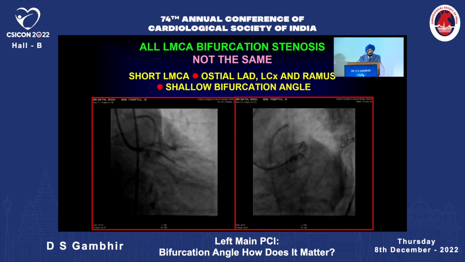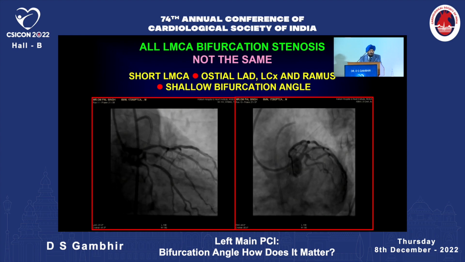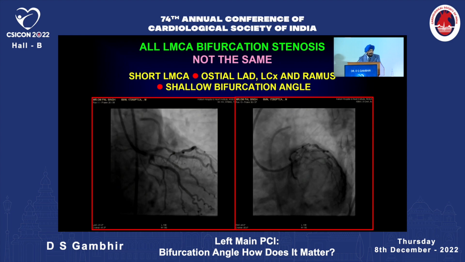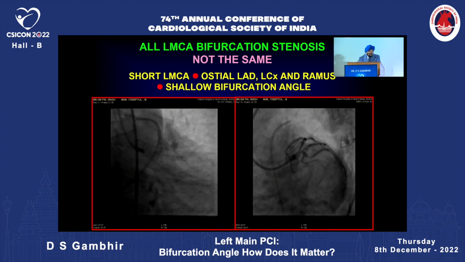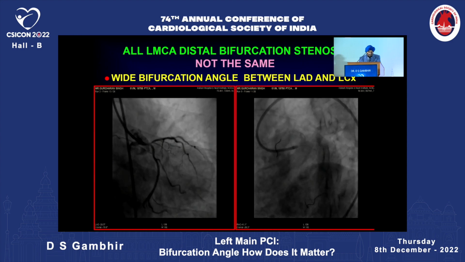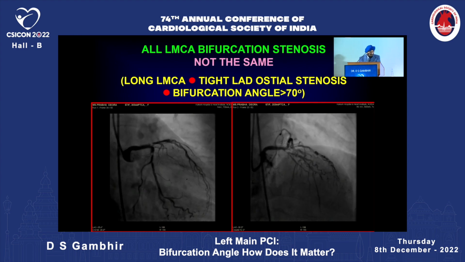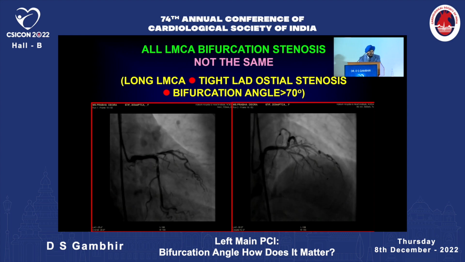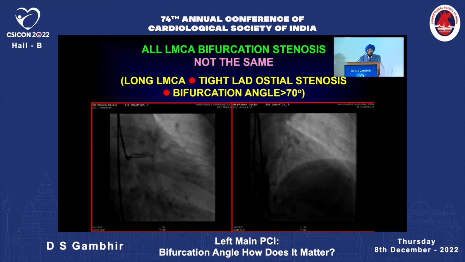Well, when we look at an angiogram of a patient with left main bifurcation stenosis, one must realize that all left main bifurcation stenoses are not the same. Here is an example of a patient with a short left main, ostial LAD, LCX and ramus, and a shallow bifurcation angle. In contrast to this, we have another patient with a wide bifurcation angle between the LAD and LCX. And thirdly, we have yet another patient with a long left main with a tight LAD stenosis and a bifurcation angle which is about 80 to 90 degrees. So here, every patient is going to be treated differently.